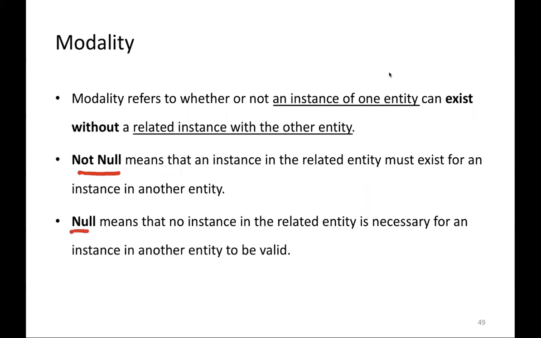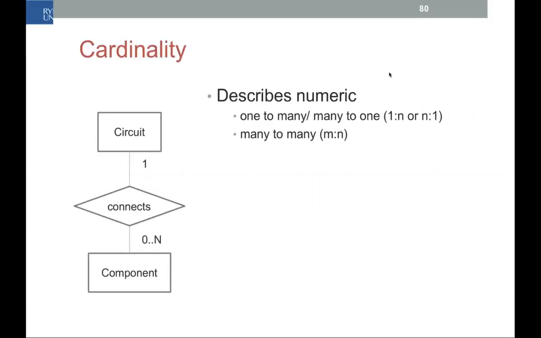A null modality means that no instance in such a related entity is necessarily required for an instance in another entity to be valid. If we're going to use a simple cardinality notation, you could simply ignore the other shapes to describe your cardinality. It's easy to use 1 to n when we refer to one-to-many relationships, or n to 1 when we refer to many-to-one relationships, or even m to n when we refer to many-to-many relationships.